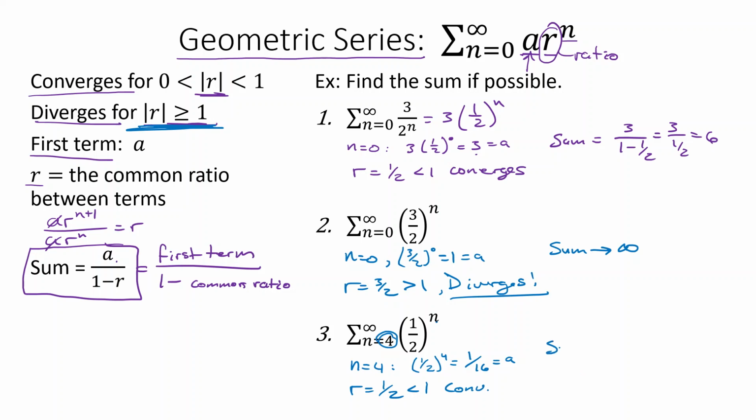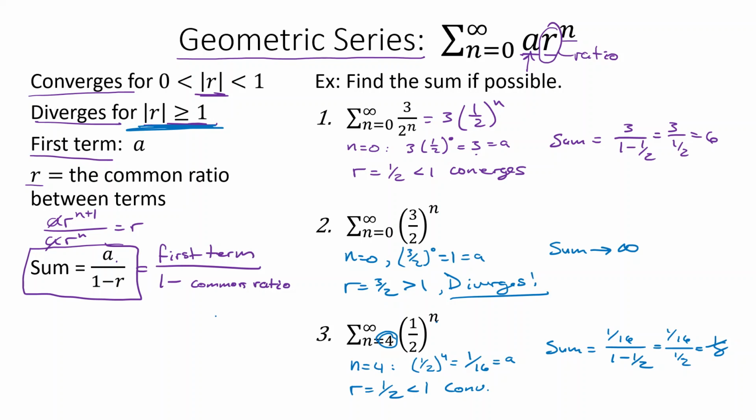That tells us it's going to converge. All right, so that means our sum is equal to 1/16 over 1 minus 1/2. So that's 1/16 over 1/2. 2 times 1/16 is 1/8. So our sum is going to be 1/8 if we add up all these terms.